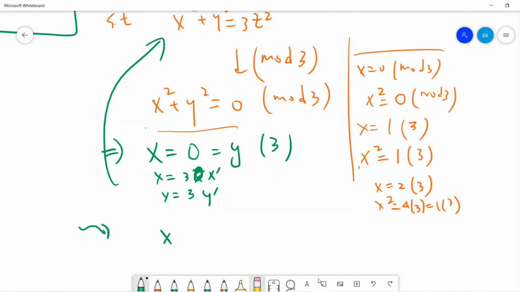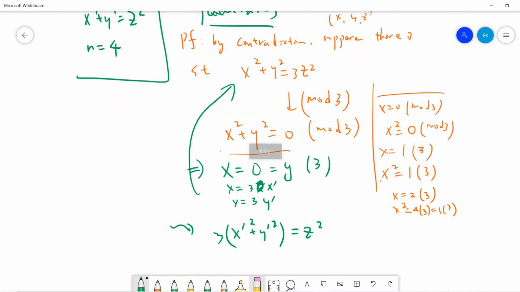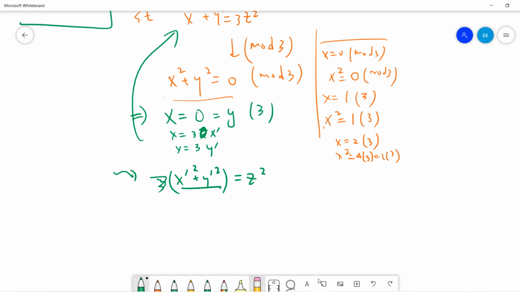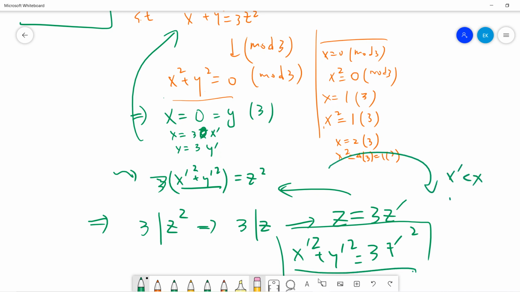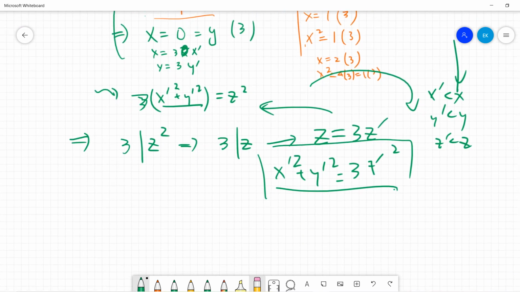I will get 3 times (x prime squared plus y prime squared) equals z squared. But 3 is prime, so 3 should divide z squared, so 3 should divide z. That means I can write z equals 3z prime. Putting it back, I get x prime squared plus y prime squared equals 3z prime squared. By definition, x prime is less than x, y prime is less than y, and z prime is less than z. So our infinite descent works.